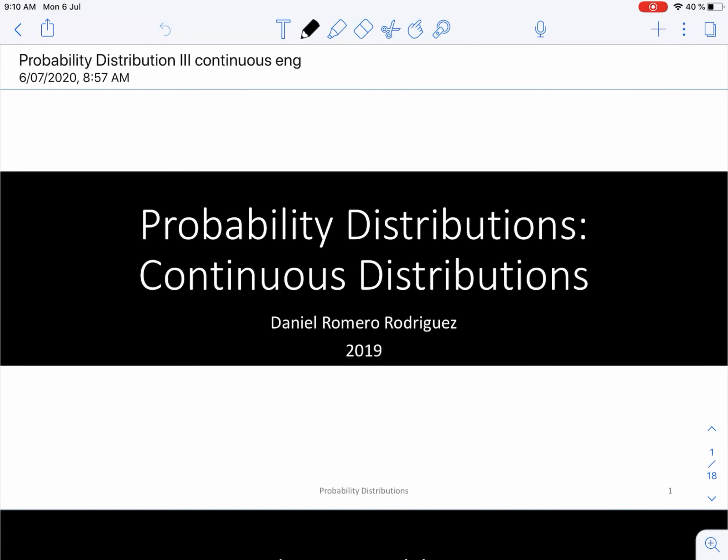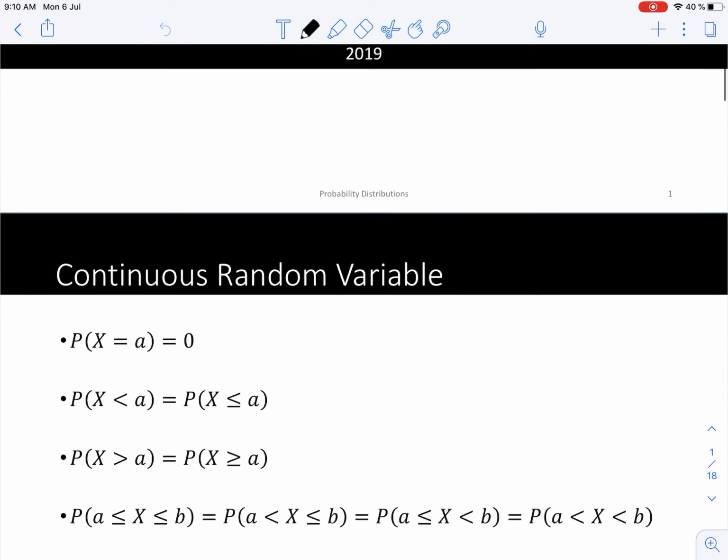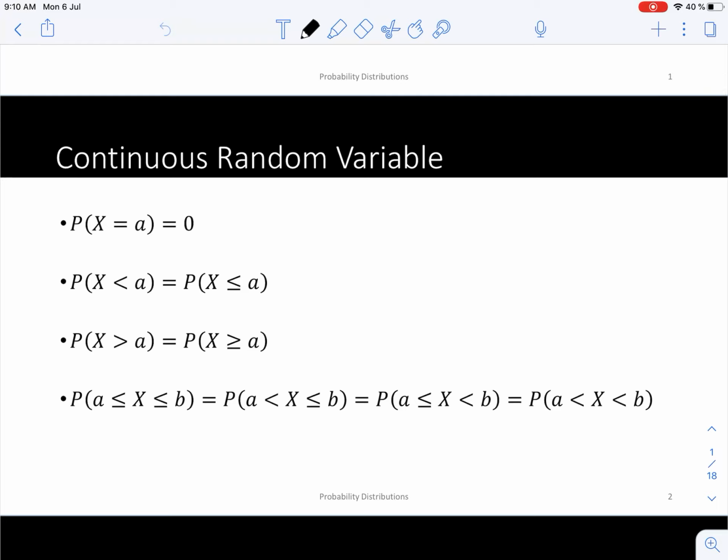Okay, hello everyone. In this video, we will introduce probability distributions, the continuous case. So far, we have talked about the discrete case when we have discrete variables. Now, let's check what the differences are when we are working with continuous variables. So there are some differences.